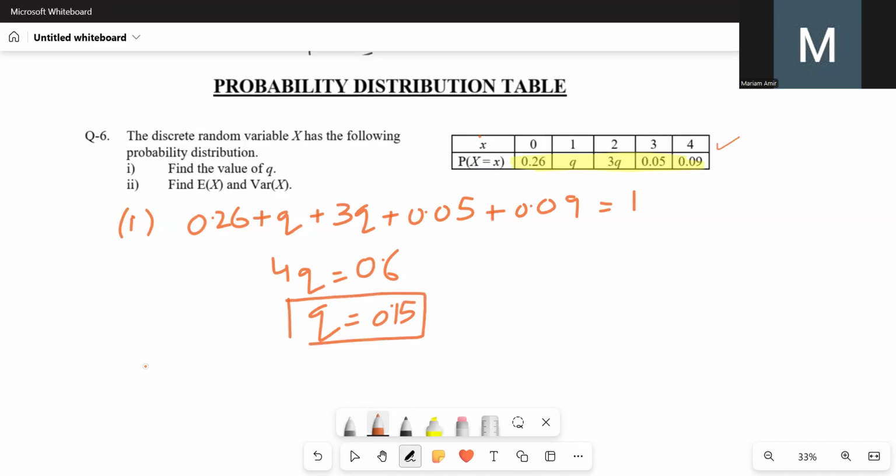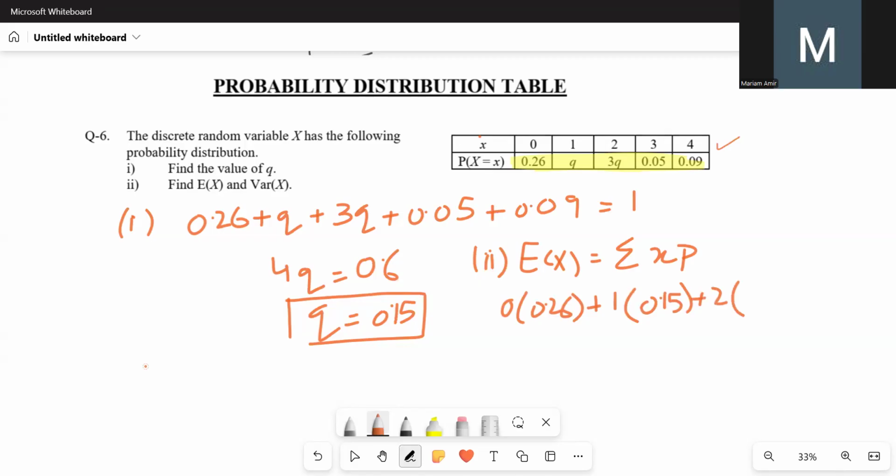Part 2, find the expected value, which has this formula given in the formula sheet, summation x times p. So we do 0 times 0.26 plus 1 times q, which is 0.15, plus 2 times 3q, which is 0.45, plus 3 times 0.05 and plus 4 times 0.09. All of this collectively gives us an expected value of 1.56.